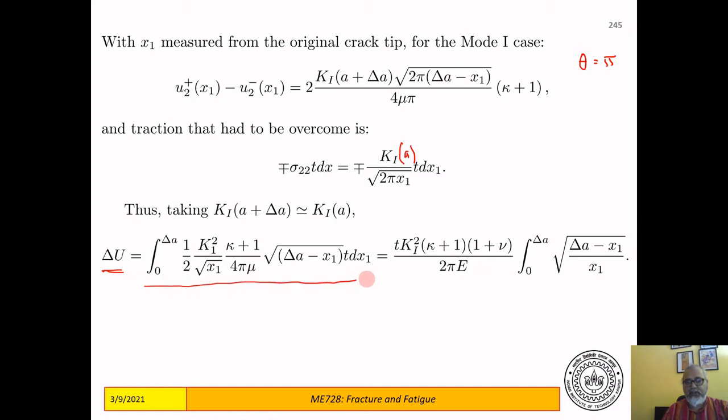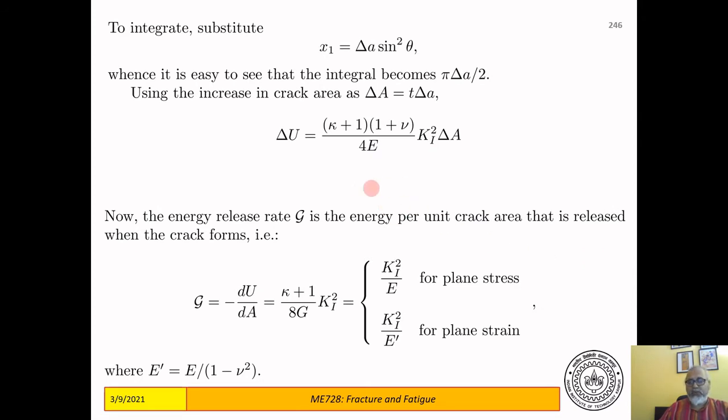using this integral, with the assumption that for this small extension, K1 did not change much. So this is an important assumption here. We are dealing with a small extension delta A, so K1 did not change much: K1 at A plus delta A is equal to K1 at A. Given that, this is the integral that we now have to evaluate, with a dx1 missing here.